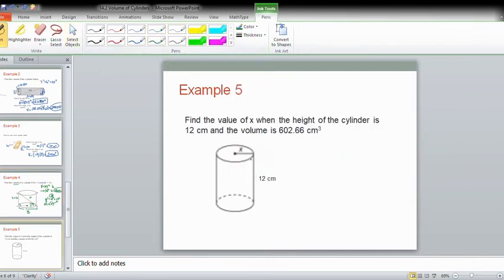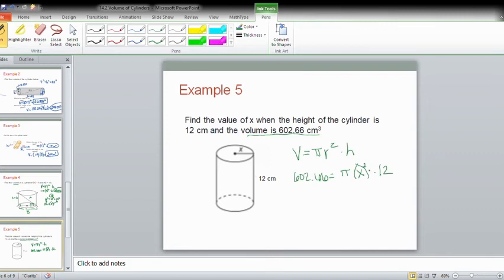Okay, so now we're looking at an example where they give us the volume, and there's no pi in this answer, which means they put pi in the calculator. So we're going to break all the rules today and put pi in our calculator, but we'll move on. We'll talk about that. So we know volume is equal to pi r squared times the height. We were given the volume of 602.66. Pi, we don't have r, that's x squared, right? Times our height, which is 12.